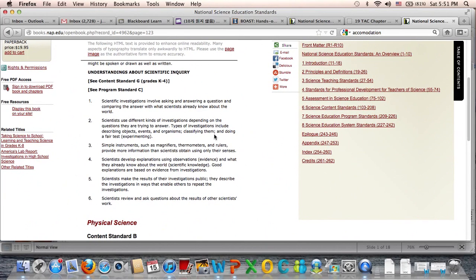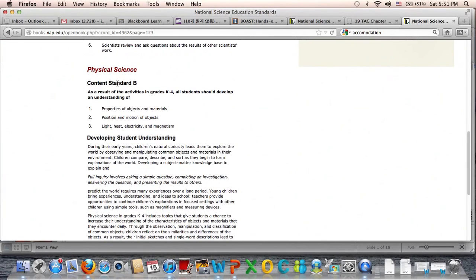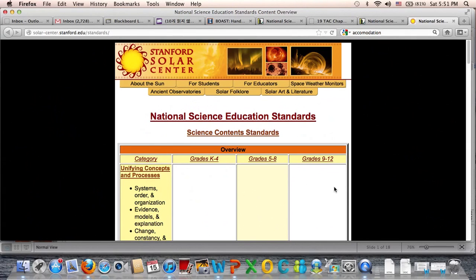It's Physical Science Content Standard B. As a result of activities in grade K to 4, all students should develop an understanding of properties of objects and materials, position and motion of objects, light, heat, electricity, and magnetism. Okay, so again, this science lesson needs to include this National Science Education Standard, because based on the standard, we choose the content area.